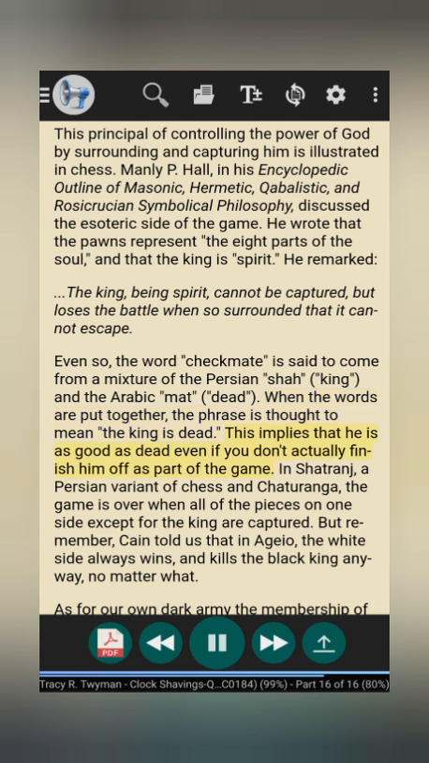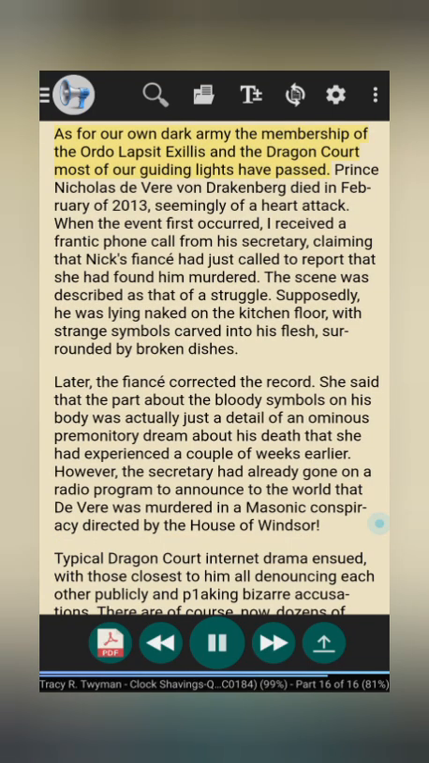This implies that he is as good as dead, even if you don't actually finish him off as part of the game. In Shatranj, a Persian variant of chess and chaturanga, the game is over when all of the pieces on one side except for the king are captured. But remember, Kane told us that in Agea, the white side always wins, and kills the black king anyway, no matter what. As for our own Dark Army, the membership of the Ordo Lapsit Exilis and the Dragon Court, most of our guiding lights have passed.